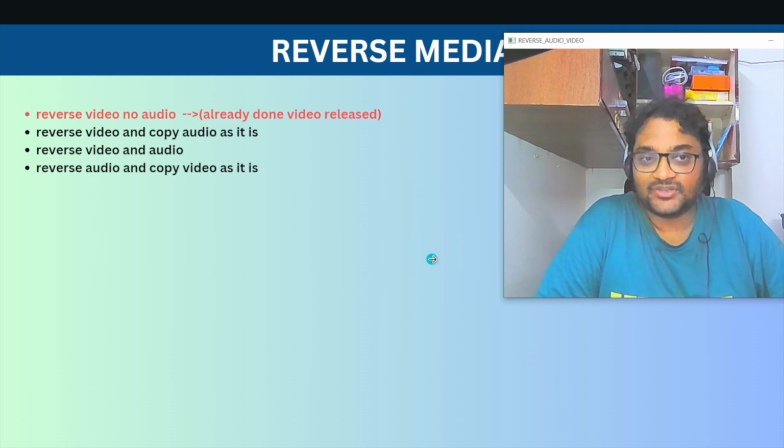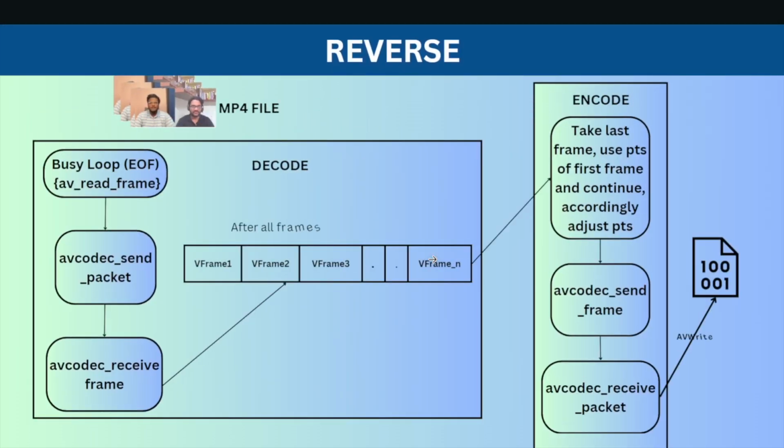Before going to the coding, let's quickly rethink what reverse video is. Reverse video is pretty simple. You have an MP4 file, and you are reading from the MP4 file using the av_read_frame of the FFmpeg API, and then you just send packet and receive frames until the end of the file. Once you receive each frame, it is stored into a buffer, and until the end of the file is reached, the buffer is filling up. All the video frames which are part of this MP4 file are stored in the buffer. Audio frames we are still not storing in the buffer.